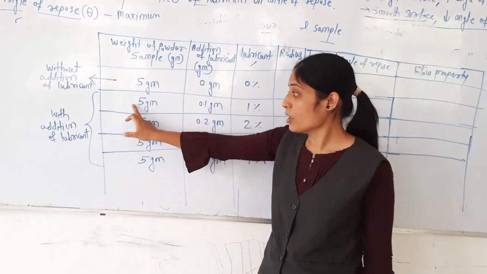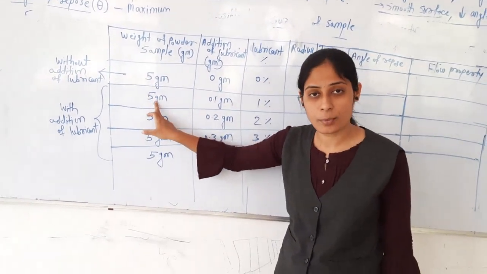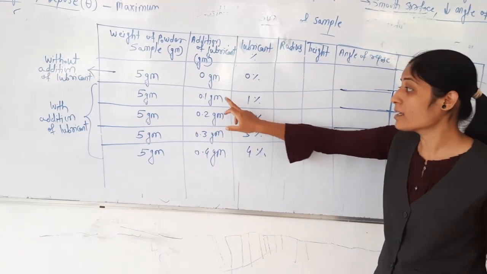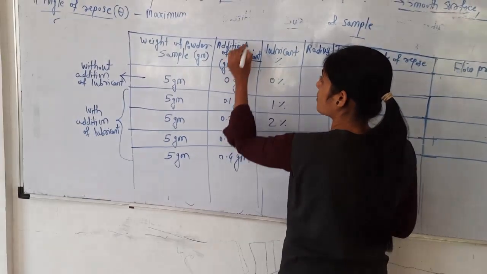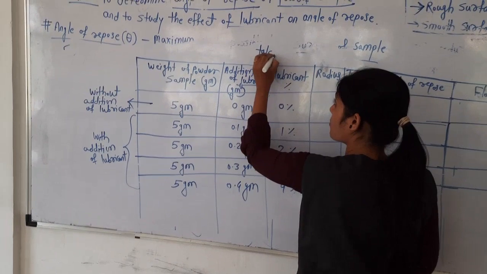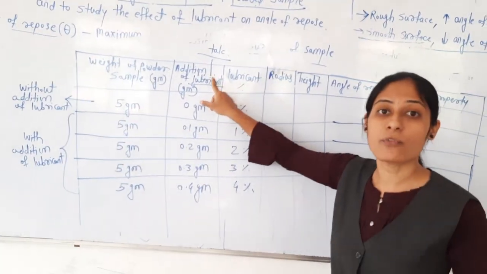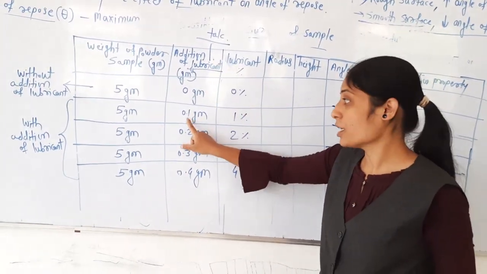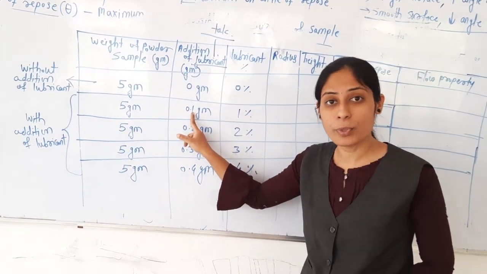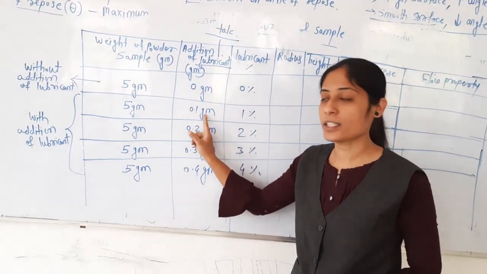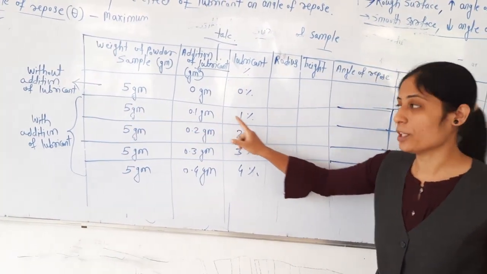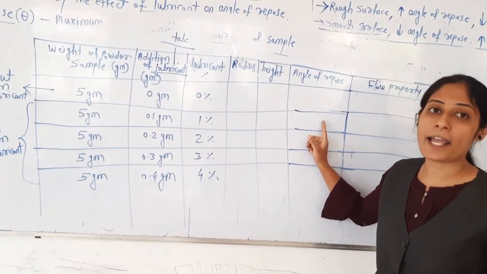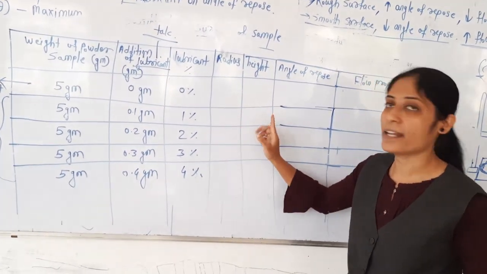Then in the second column, we again take 5 gram calcium carbonate powder, and in that powder we add the 0.1 gram concentration of lubricant, which is talc. The lubricant improves the flow property of the powder sample. After adding 0.1 gram lubricant to the 5 gram calcium carbonate powder, the flow property increases, and we determine the angle of repose with the help of radius and height.